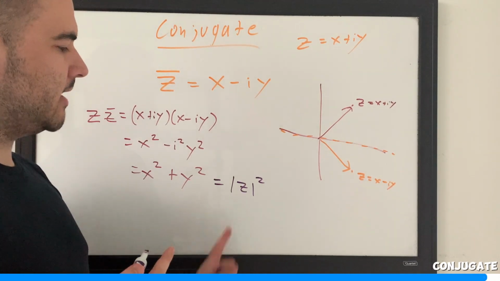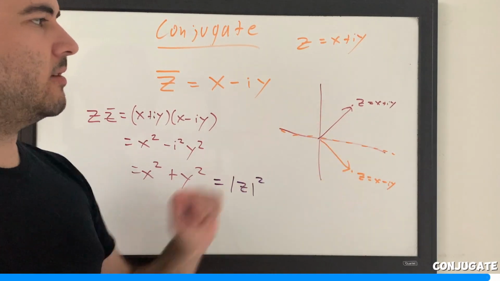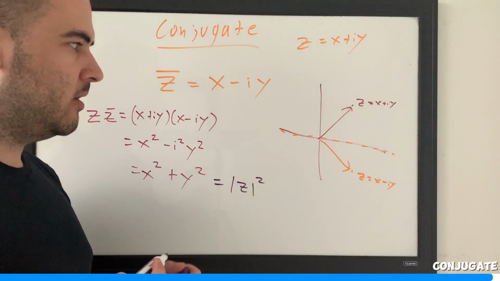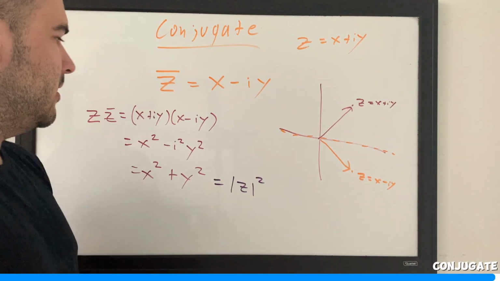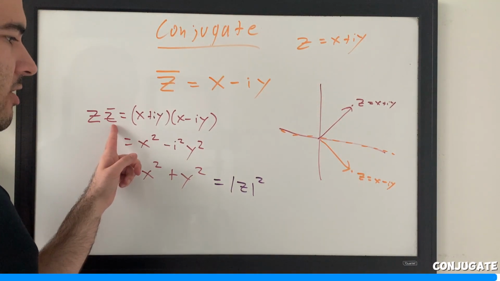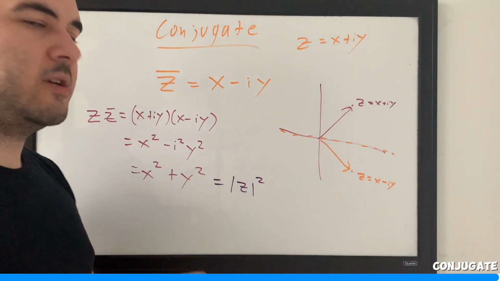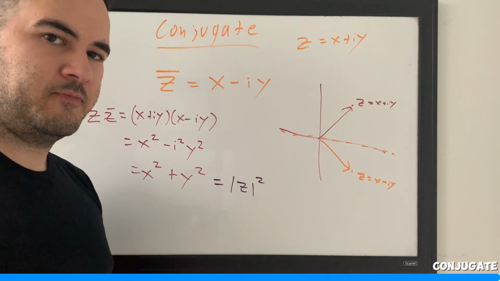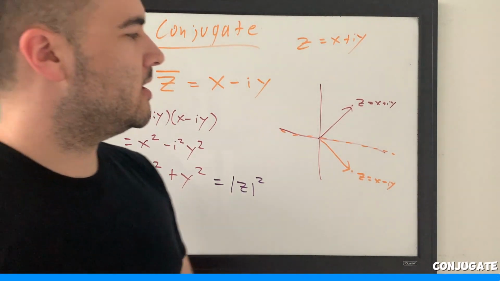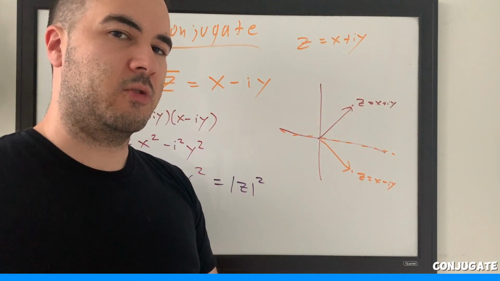So the idea is that if you want the length of a particular complex number, you can multiply it by its conjugate and square root it to get its length, which is a very interesting thing to discover in the world of complex numbers.